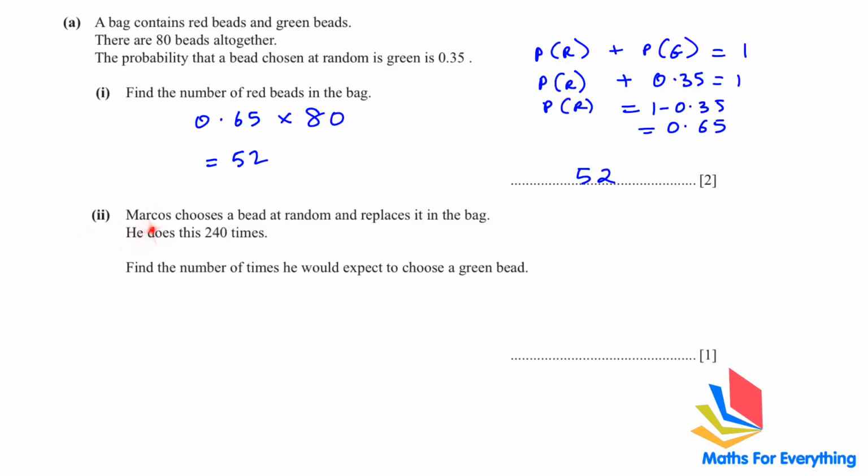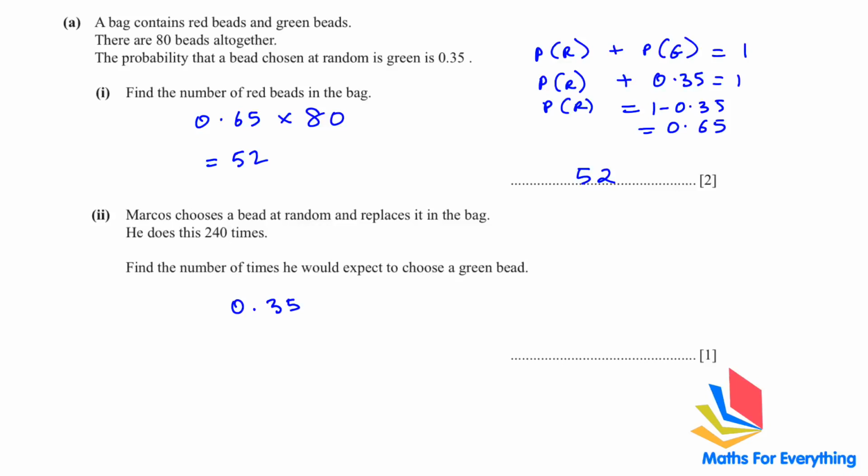Part 2. Marcus chooses a bead at random and replaces it in the bag. He does this 240 times. Find the number of times he will expect to choose a green bead. The probability of green is 0.35.